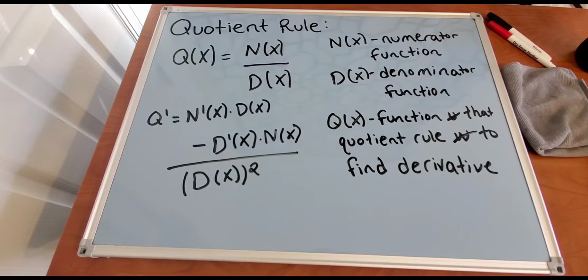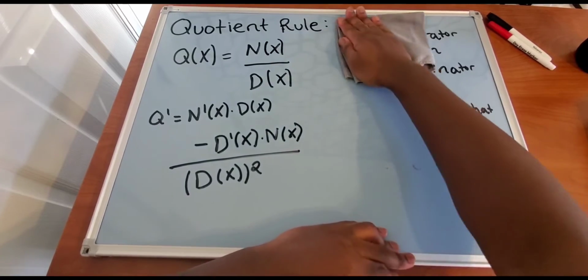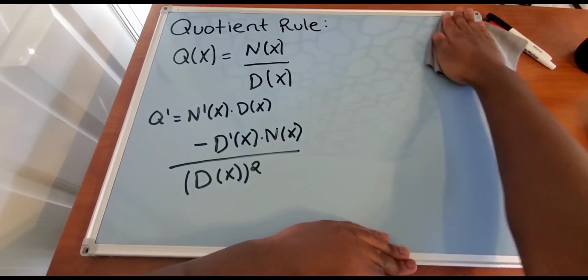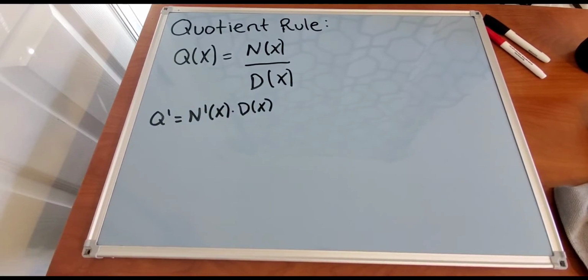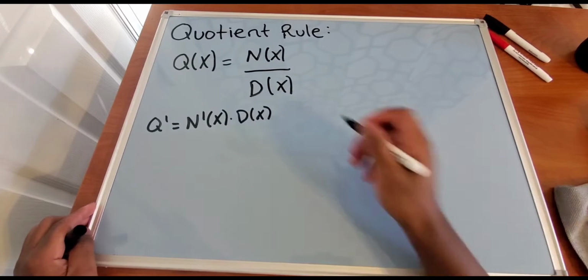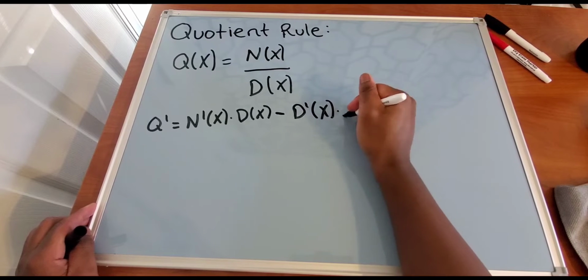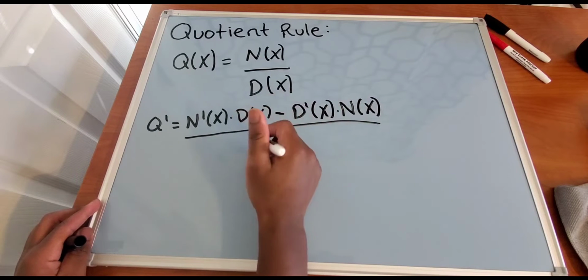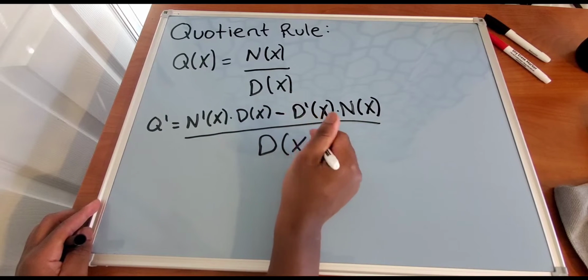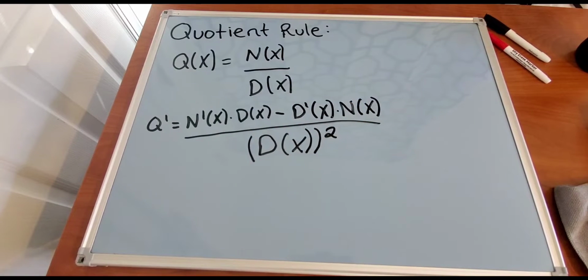So I'm going to erase off this half so I can rewrite it a little bit neater for you guys. I'm going to keep this top part. Derivative of the numerator times the denominator minus the derivative of the denominator times the numerator, all over the denominator squared. There's a couple of different ways you could write it, but this is the way I'm going to stick with. So that's the quotient rule.